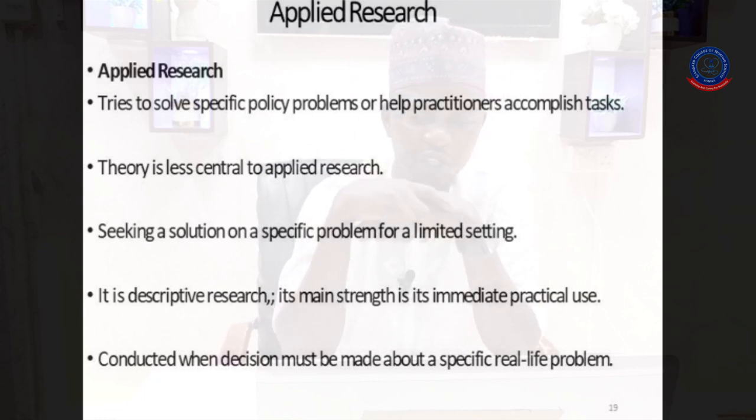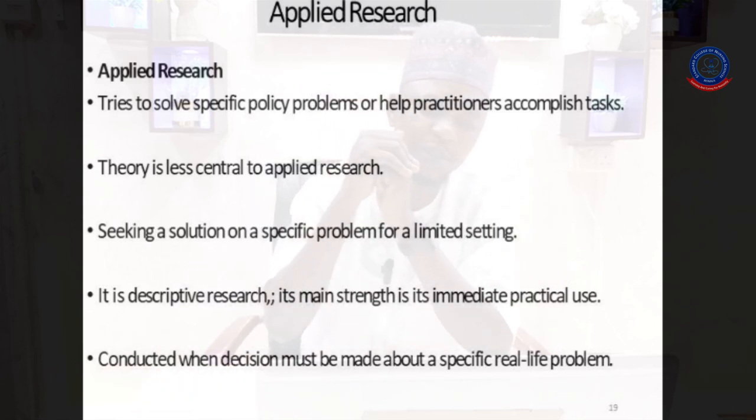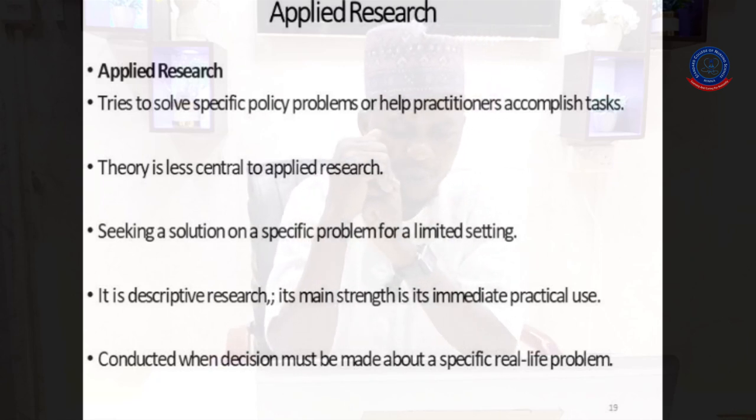It seeks a solution to a specific problem for a limited setting. So it's not a solution that is forever. It tries to solve that problem at that time. It is descriptive research. Its main strength is its immediate practical use, conducted when decisions must be made about a specific real-life problem.